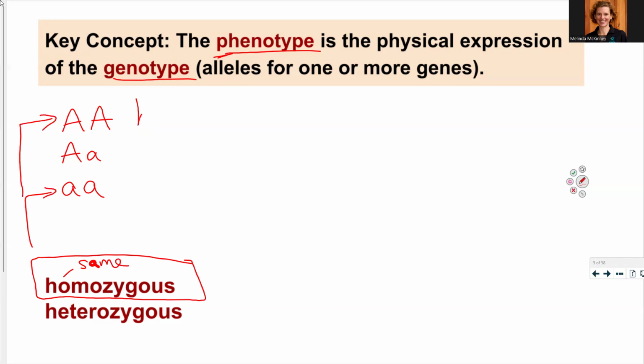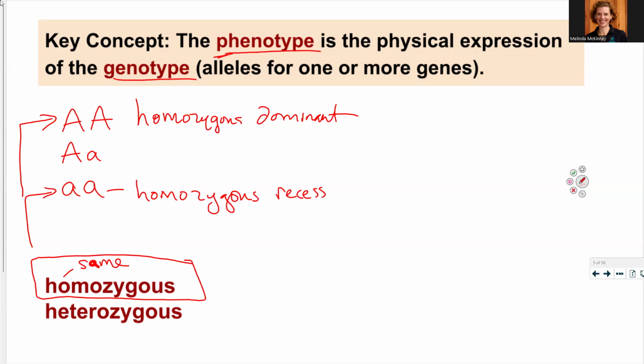So this is homozygous dominant. This is homozygous recessive. And then the other one is hetero, meaning they're different. So this is heterozygous. There's only one way to be heterozygous, so you just need one word, heterozygous. Okay. One of each.